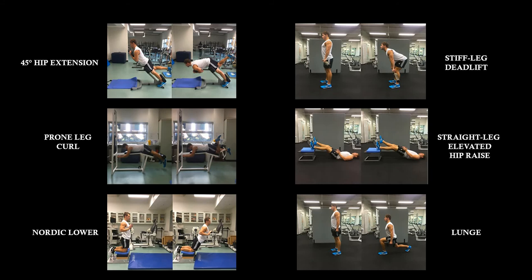The dreaded Nordic lower, which I'm not a fan of, but there it is. The ankles are secured, so you start in a kneeled position, ankles secured in a fixed position, perhaps get someone to lean on them or hold your ankles down, and you slowly and under control let your body fall forward. And the lunge, which we're all familiar with, just the standard lunge, not the contralateral lunge.